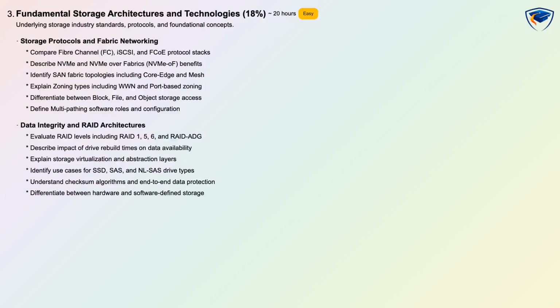On data integrity and RAID architectures you will evaluate RAID levels including RAID 1, 5, 6 and RAID ADG, understand rebuild time impacts on availability, explain storage virtualization and abstraction, choose between SSD, SAS and NL-SAS for specific use cases, and grasp checksum algorithms and the distinction between hardware and software-defined storage.